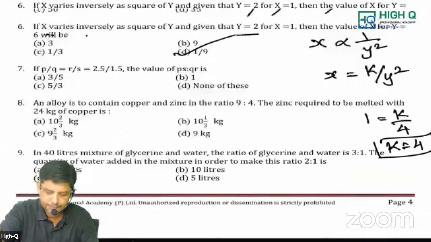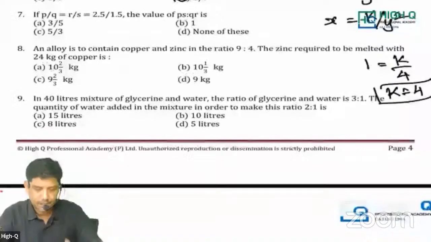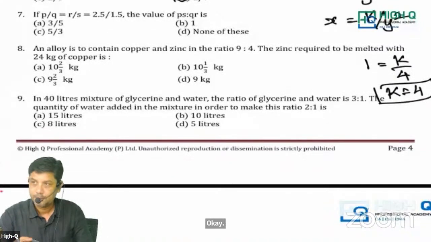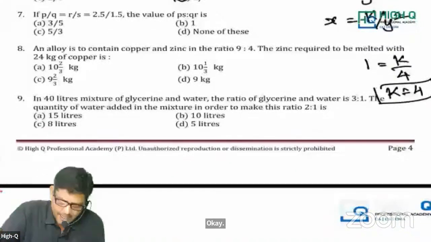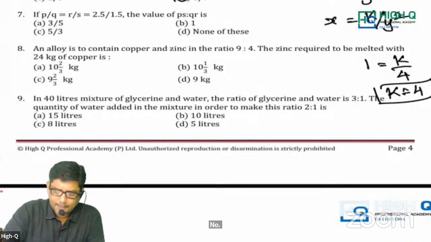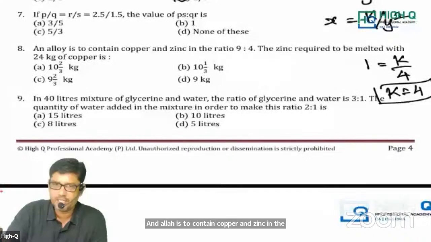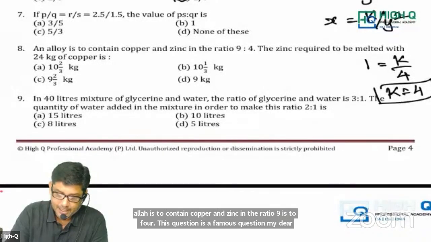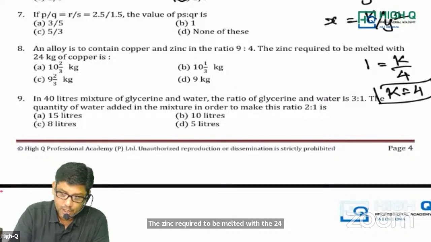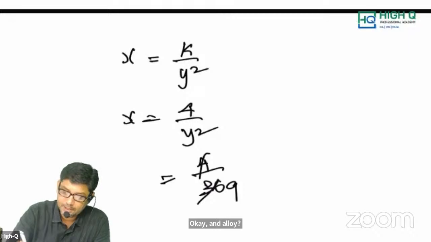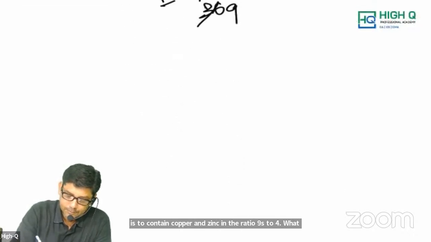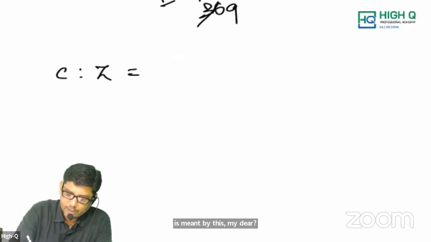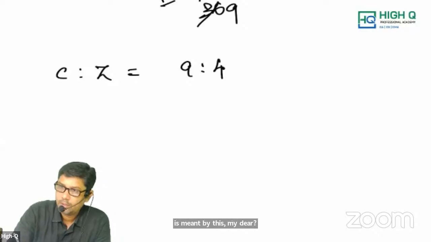Okay. Now, an alloy is to contain copper and zinc in the ratio 9 is to 4. This question is a famous question, my dear. The zinc required to be melted with 24 kg of copper is... An alloy is to contain copper and zinc in the ratio 9 is to 4. What is meant by this, my dear? Copper is to zinc is equal to 9 is to 4. Am I right, my dear?